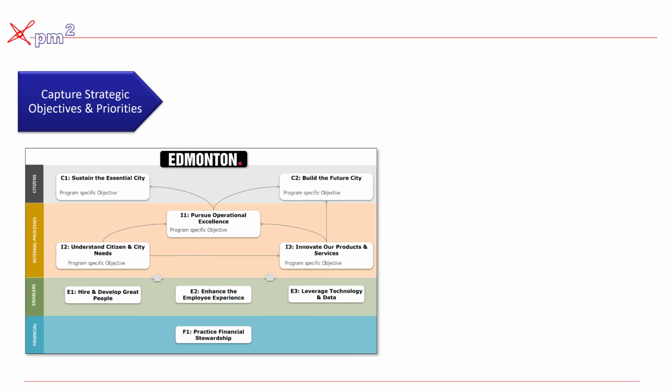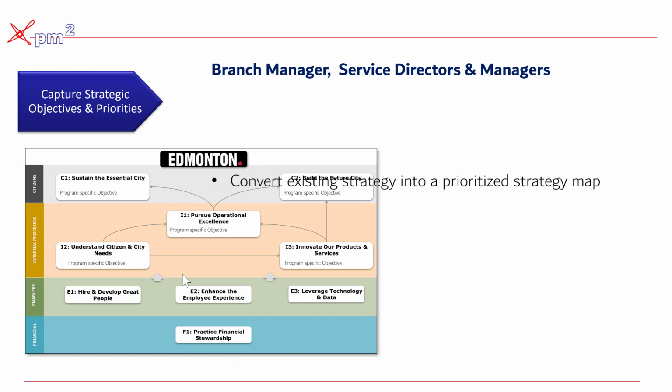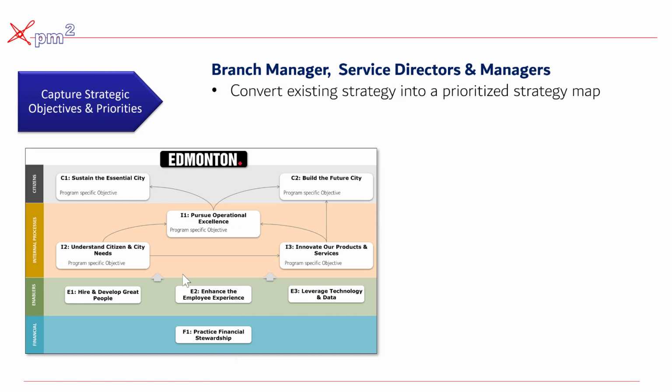The first step, which is typically Monday morning, we're going to capture the strategic objectives and priorities of the service area. So we'll end up developing this strategy map as kind of a generic layout, and we'll be using the branch managers, service directors, and the service managers to surface the current strategy based on your current plans, and of course identify what are the top level targets and budgets that we need to achieve in the service area.